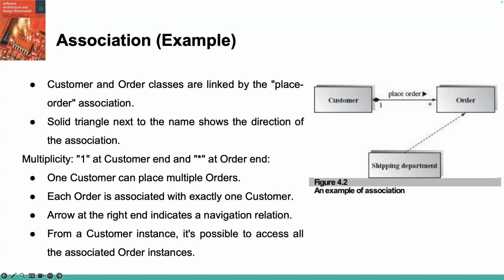Let's examine the multiplicity of this relationship. A customer can place multiple orders, which is represented by the asterisk at the order end. Each order, however, is associated with exactly one customer, as shown by the 1 at the customer end. Additionally, the arrow at the right end signifies a navigation relation, meaning that from a customer instance, it's possible to access all the order instances that are associated with that customer.